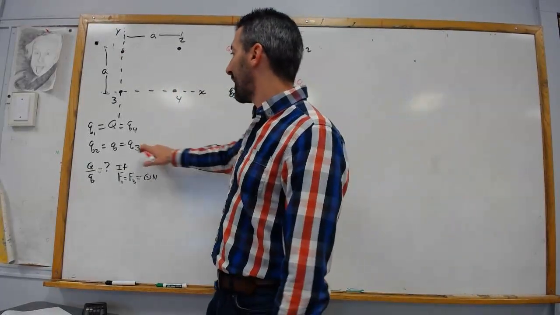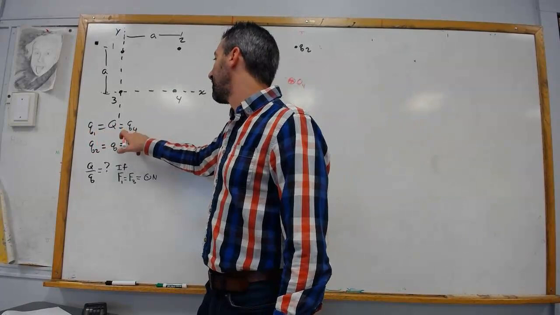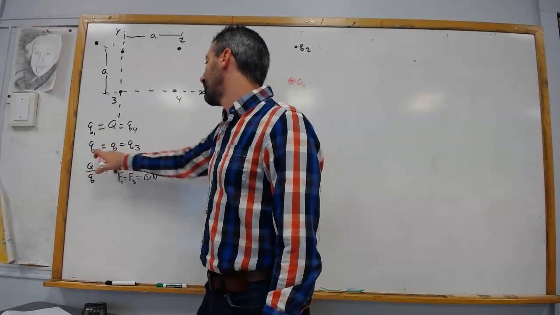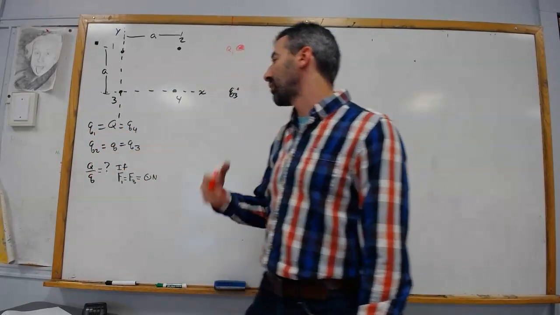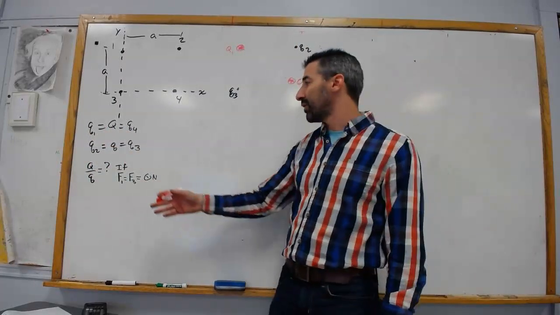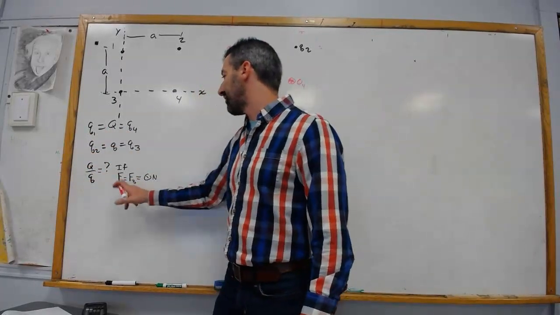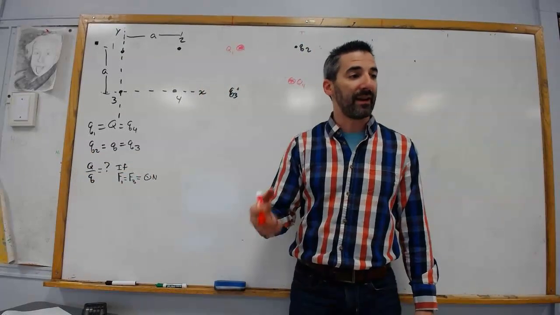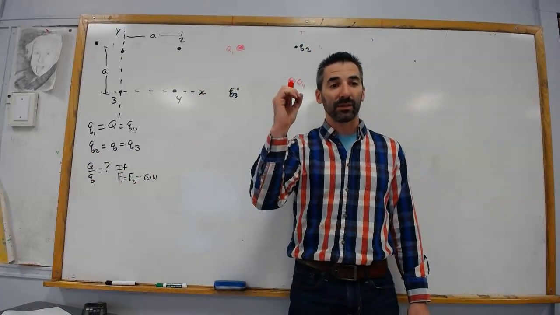Also, given my parameters, Q1 and Q4 equal, and that's a big Q, Q2 and Q3 equal, and that's a little q. I'm looking for the ratio of big Q to little q if the force on 1 and or the force on 3, the net force acting on those guys, equals 0.